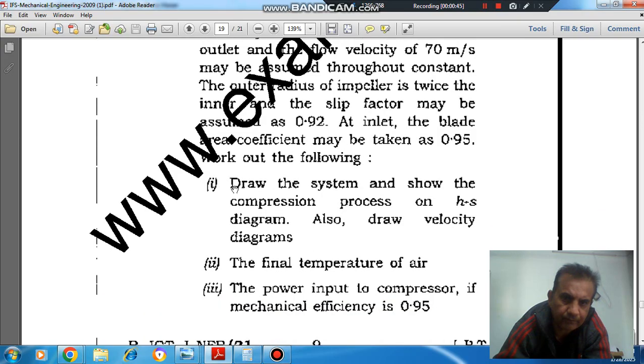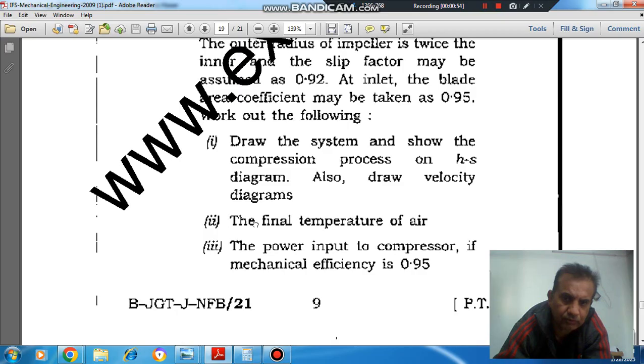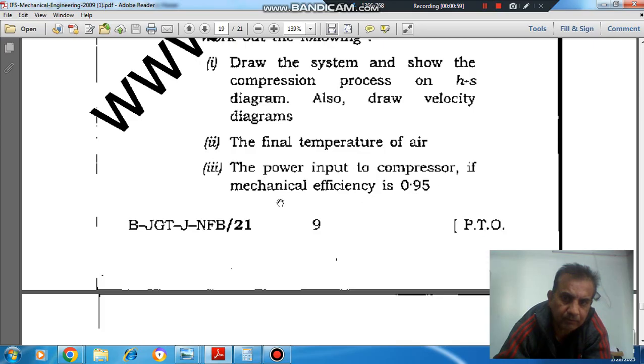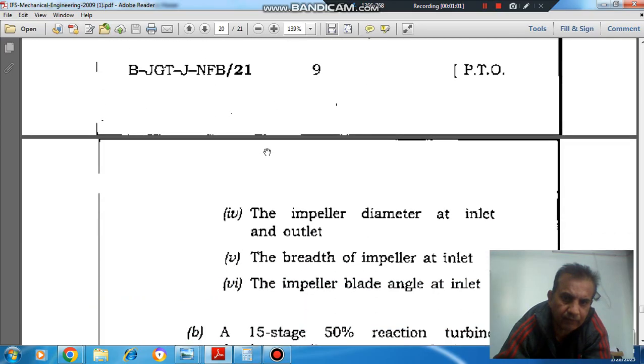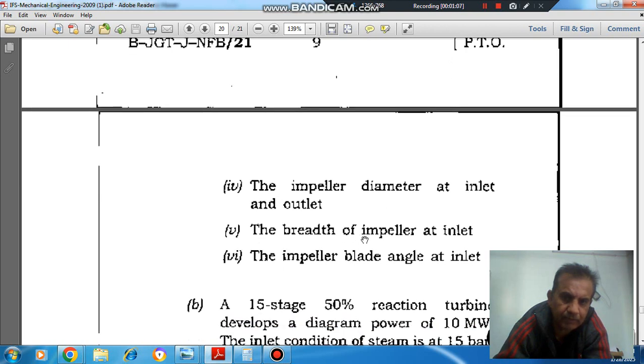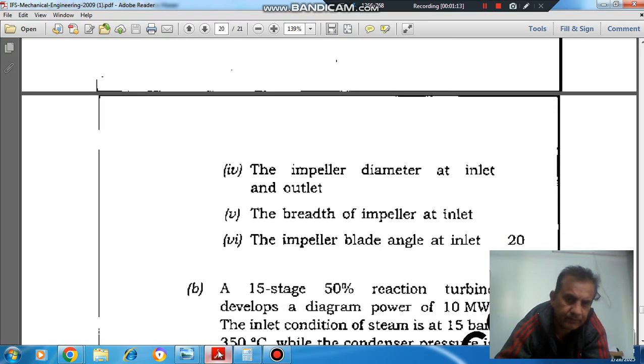Work out the following. 1. Draw the system and show the compression process on HS diagram. Also draw velocity diagram. 2. The final temperature of air. 3. The power input to compressor if mechanical efficiency is 0.95. 4. The impeller diameter at inlet and outlet. 5. The breadth of impeller at inlet. 6. Impeller blade angle at inlet.